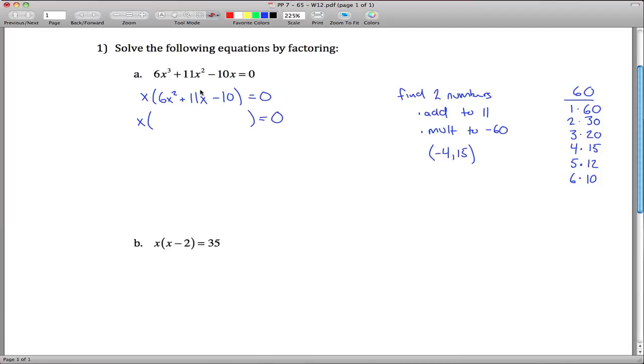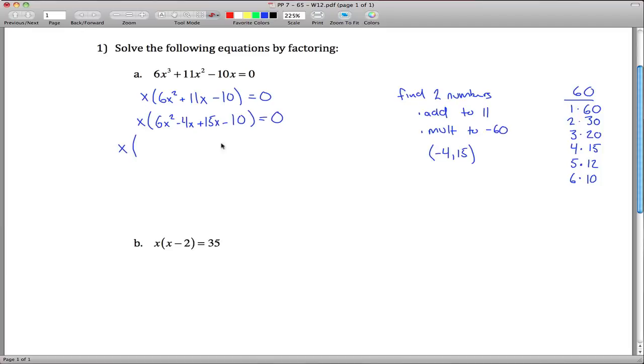So then what we do is we write this same trinomial here, except instead of writing plus 11x, I'm going to replace plus 11x with minus 4x plus 15x. And I think I left myself just enough room to do that. So instead of 11x, plus 15x minus 4x. And now we want to factor by grouping.